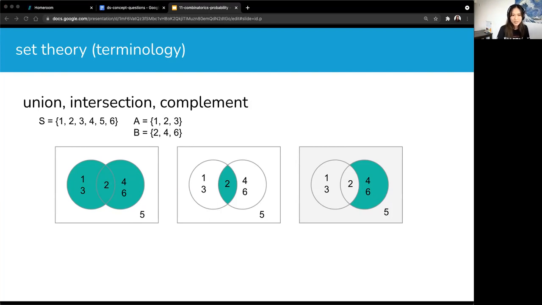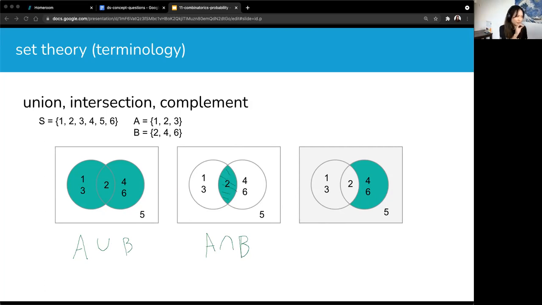So let me just grab my annotator here. So for union, which is this one on the left, we say A union B. And A union B is equal to 1, 2, 3, 4, and 6 because it contains elements in both A and B. Intersection is slightly different. The mathematical notation is an upside down U, A intersect B. And for A intersect B, what is the intersection? So what elements belong only in both A and B? The A intersect of B will be 2.